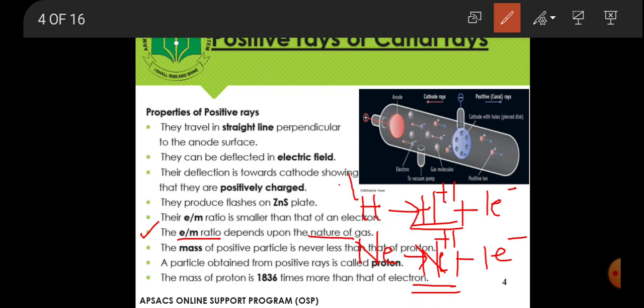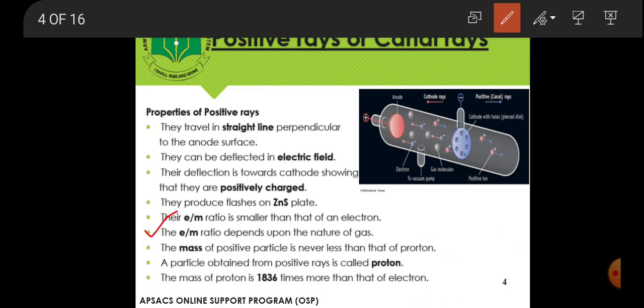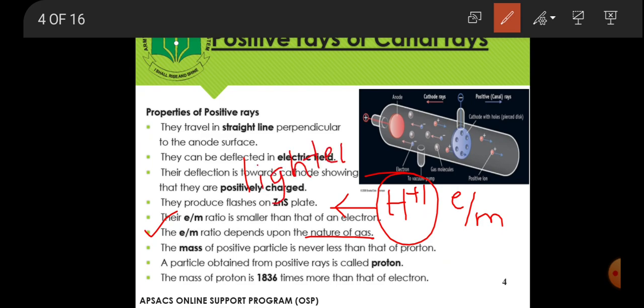If we calculate the charge to mass ratio of hydrogen and the charge to mass ratio of neon, it will be different. Why? Because the mass of the hydrogen ion is different from the mass of the neon ion. So if the mass is different, then the charge to mass ratio will also be different. So we can say that the charge to mass ratio depends upon the nature of the gas that is used in the discharge tube. Hydrogen gas is a lighter gas.